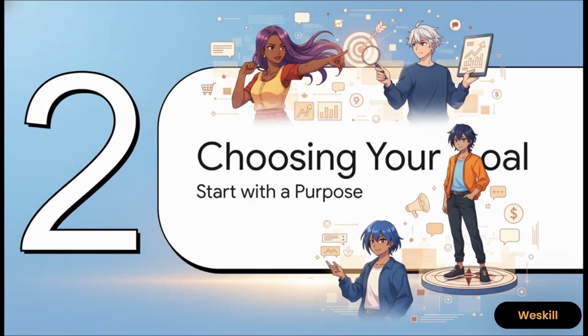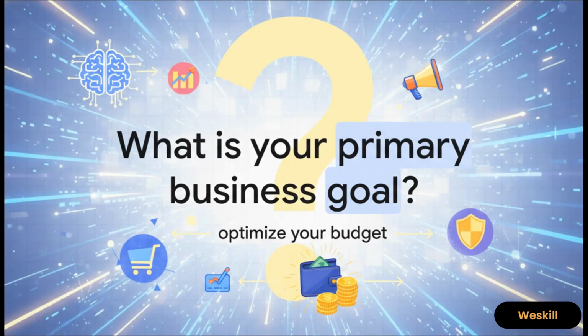Okay, with our foundation all set up, we get to what is maybe the most critical question you have to answer before you spend a single dollar. What are you actually trying to achieve? What's the goal? See, the platform is going to ask you to choose a campaign objective right away. And this isn't just a formality. You are literally giving the platform's AI its marching orders. This is how you make sure every penny you spend is laser-focused on getting you the specific result you want.